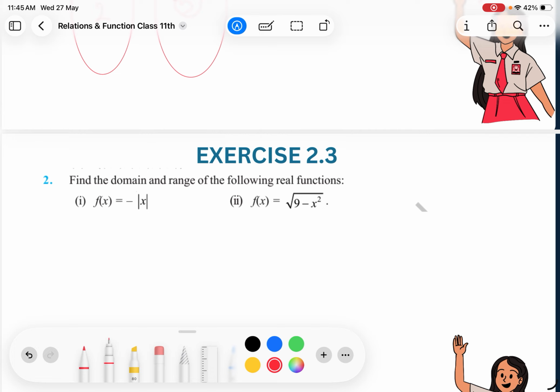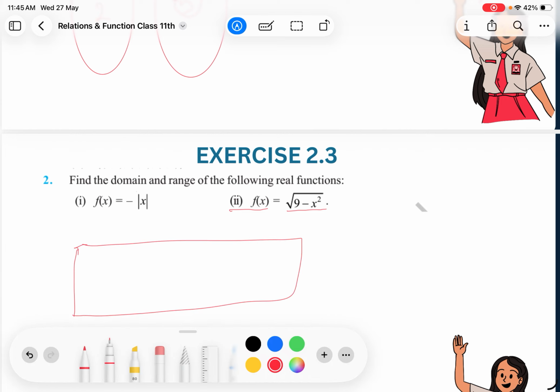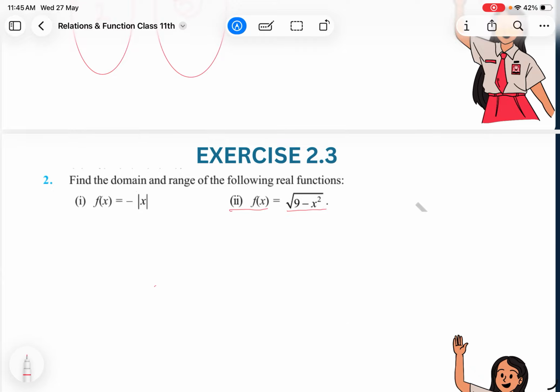Now in the second one, f(x) equals this. Okay, suppose now it's saying f(x) equals root under 9 minus x square. So we know if anything is there under root, then it will be either greater than 0 or 0. This cannot be negative.